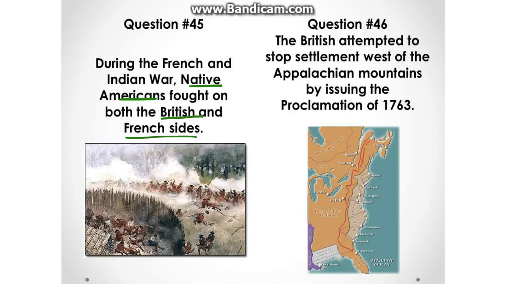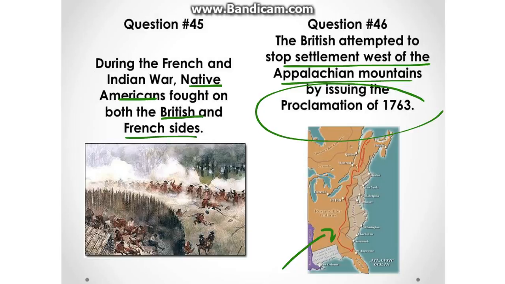Question 46. With the Proclamation of 1763, the British government attempted to do what? By issuing the Proclamation of 1763, the British attempted to stop settlement west of the Appalachian Mountains. And you can see the red line here is the Proclamation line that was meant to be the boundary for where the colonists could settle.